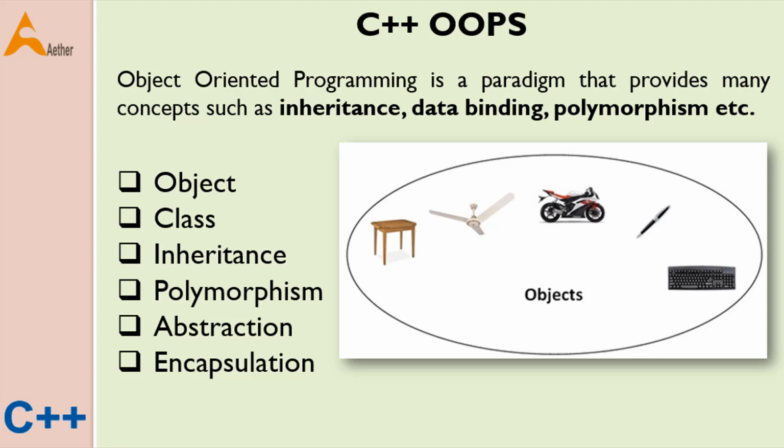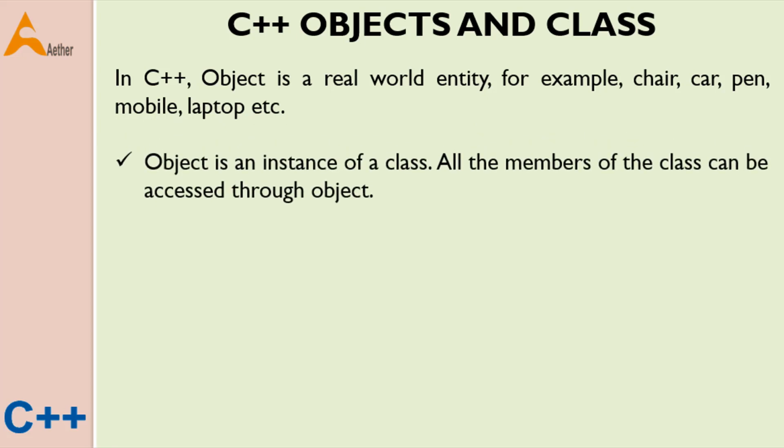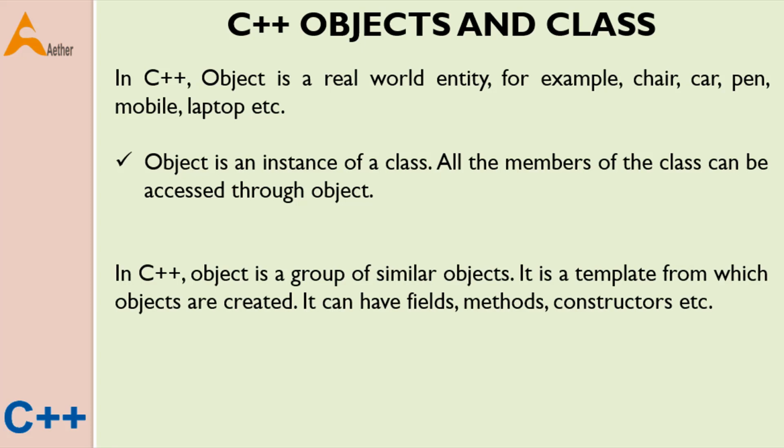Now let's talk about C++ object and class. In C++, an object is a real-world entity, for example, chair, car, pen, mobile, laptop, etc. In other words, an object is an entity that has state and behavior. Here, state means data and behavior means functionality. An object is a runtime entity, it is created at runtime. An object is an instance of a class. All the members of the class can be accessed through the object.